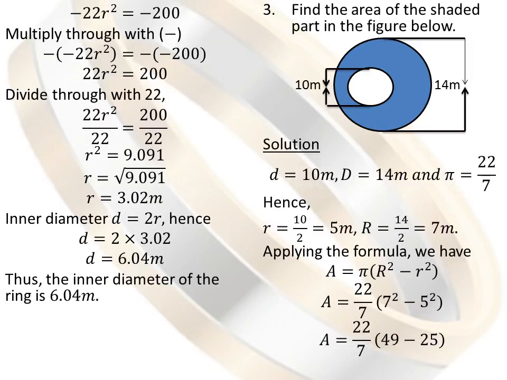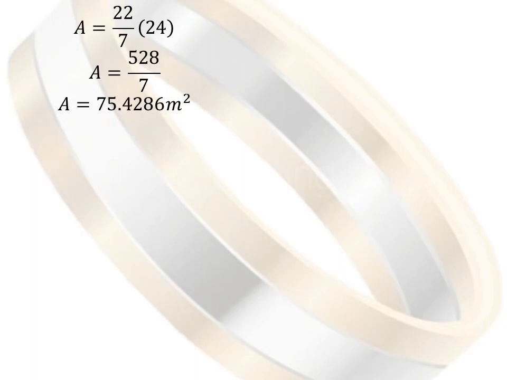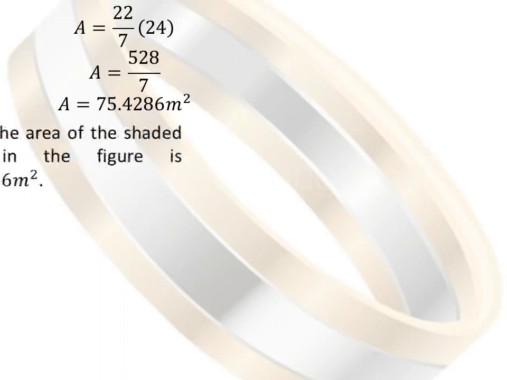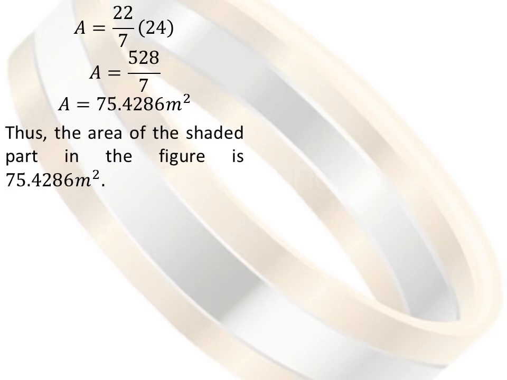So our area is equal to 22/7 into bracket 24. Now our area is equal to, when we multiply 22 times 24, we get 528, everything divided by 7, and our area is equal to 75.4286 meters square. Thus, the area of the shaded part in the figure is 75.4286 meters square.